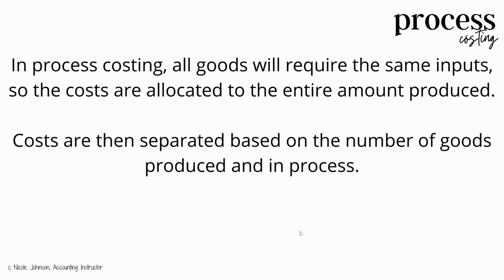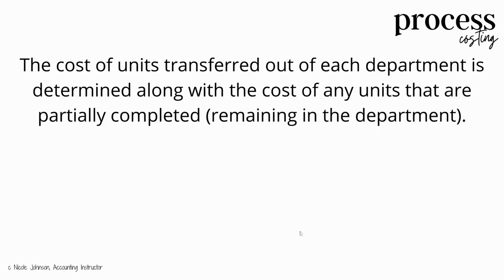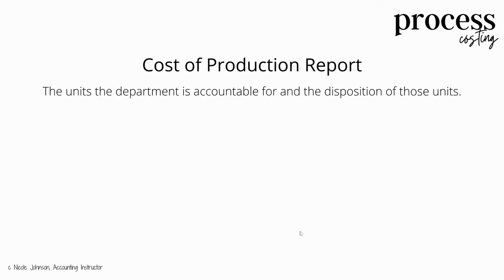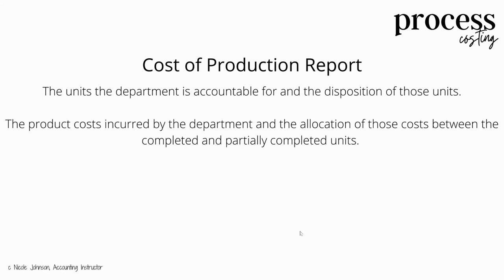In process costing, all goods will require the same inputs, so the costs are allocated to the entire amount produced. Costs are then separated based on the number of goods produced and in process. The cost of units transferred out of each department is determined along with the cost of any units that are partially completed and remaining in the department. We use the cost of production report to summarize the production and cost data for the departments. The cost of production report reports the units the department is accountable for and the disposition of those units, and the product costs incurred by the department and the allocation of those costs between the completed and partially completed units.